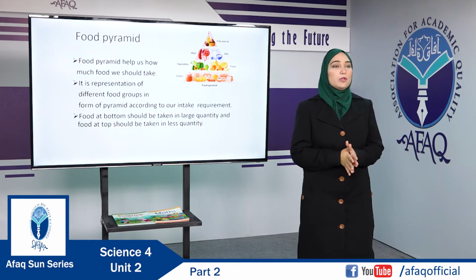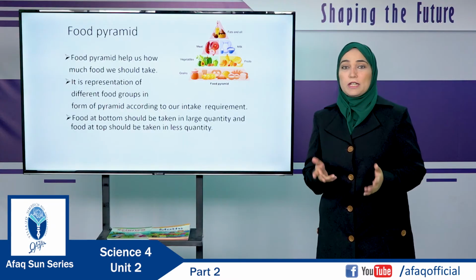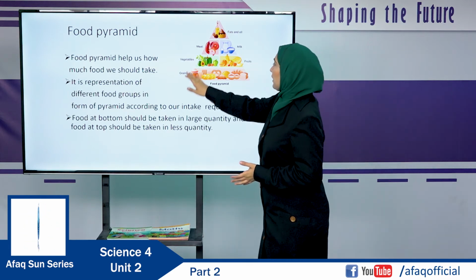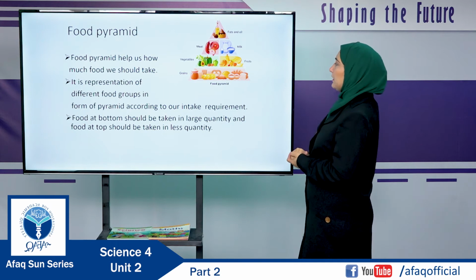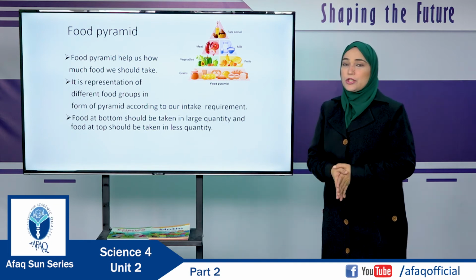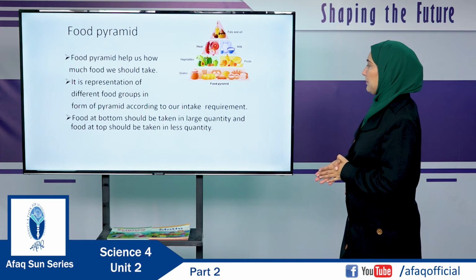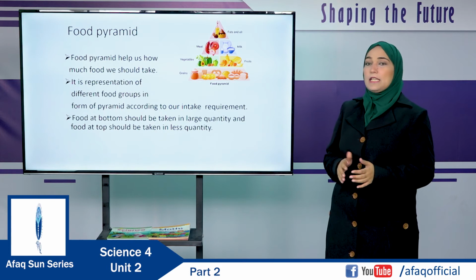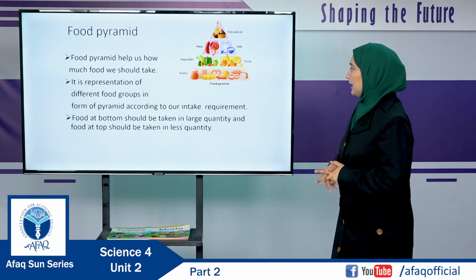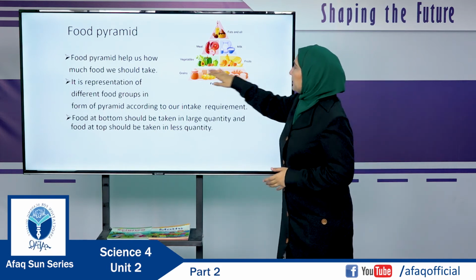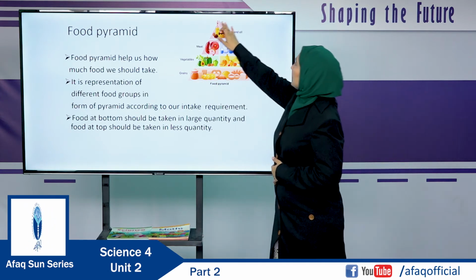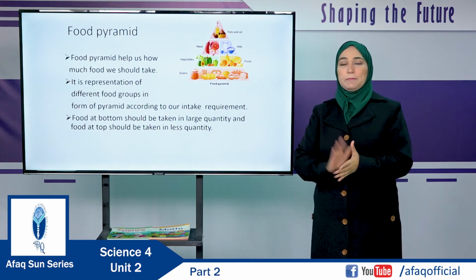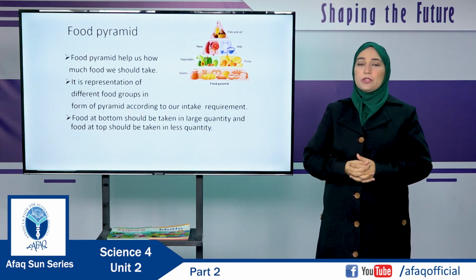Students, you have learned that food must be taken in right proportion, but what proportion is that? It is shown by a food pyramid. What is a food pyramid? A food pyramid is the representation of different food groups in the form of a pyramid according to our intake requirements. A food pyramid helps us know how much food we must take. Food at the bottom must be taken in a larger amount, and food at the top of the pyramid must be taken in a small amount. So you can follow this pyramid and choose the right proportion of your diet.